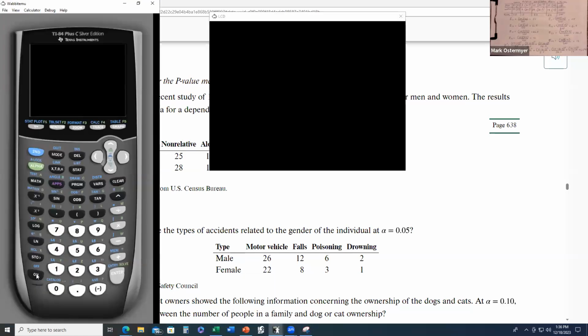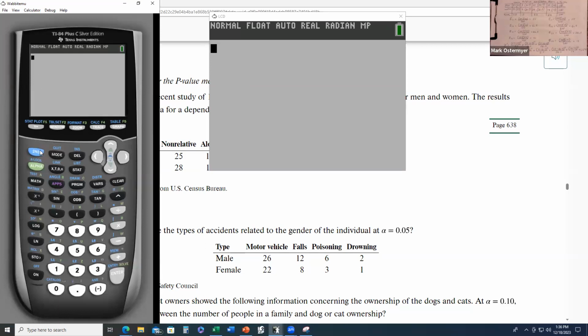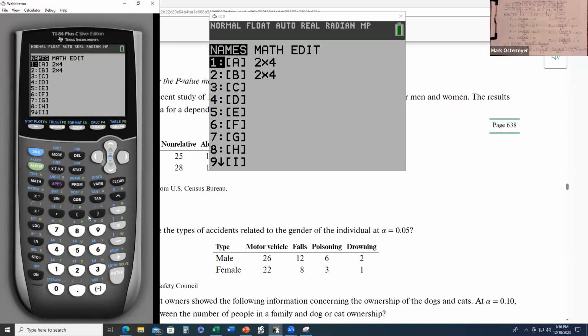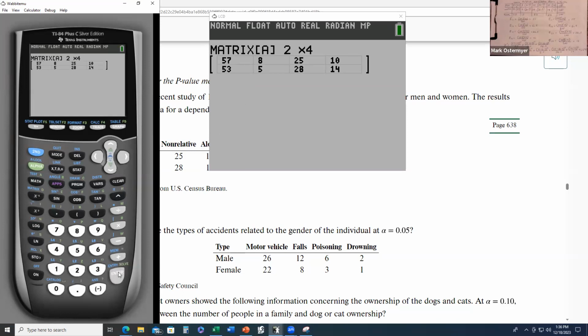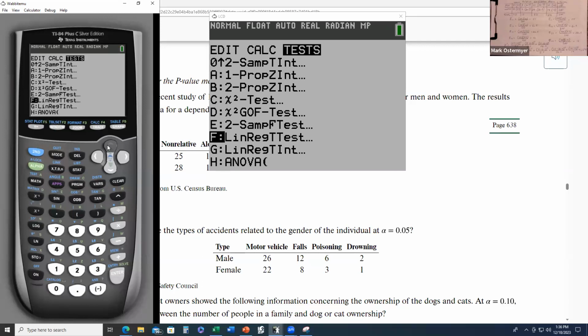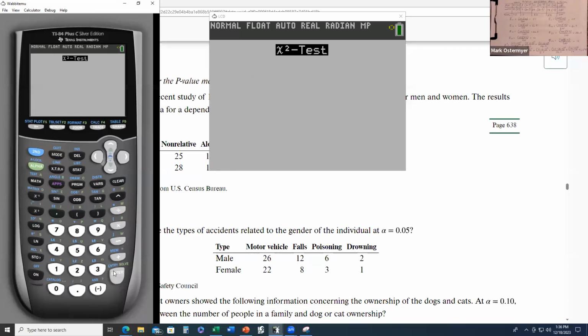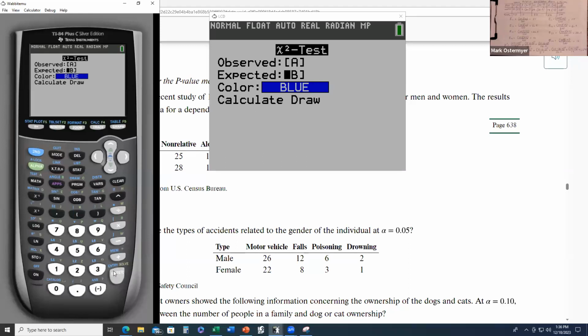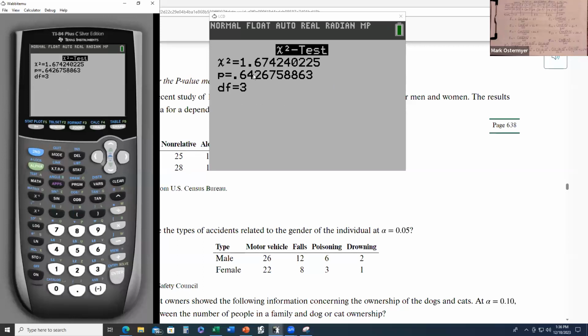Well, I went to my matrix mode, second X reciprocal button, second X reciprocal button. I went to edit. Matrix A, configured it as a 2x4 matrix and entered in my observed frequencies. Then when I did that, I got out of this. Then I went to stat, tests, scrolled down to the chi-square test of independence. My observed frequencies are in matrix A. The expected frequencies will be poured into matrix B. Go to calculate. And you can see that the p-value is very large, 0.64, and there's your test statistic value.